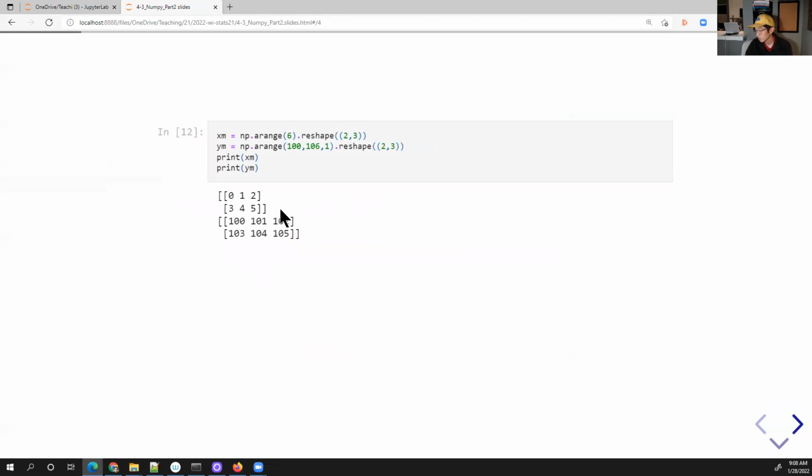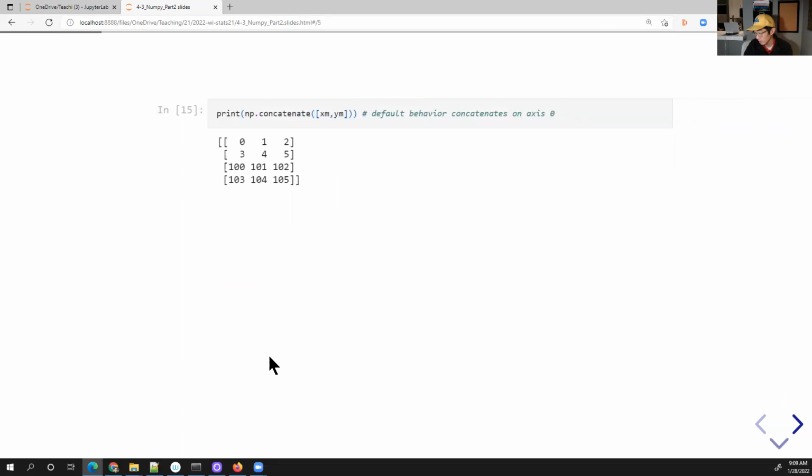All right, so we can further extend this. Here I've got two two-dimensional arrays. I've got XM, kind of representing X matrix, and YM, representing Y matrix. Both of these matrices are 2 by 3 arrays, and thus we can call concatenate. So yes, the shape of X matrix and shape of Y matrix are both 2 by 3, and we can call concatenate on these things.